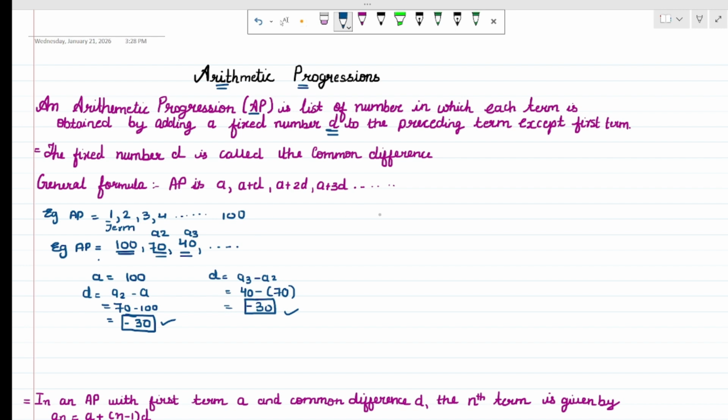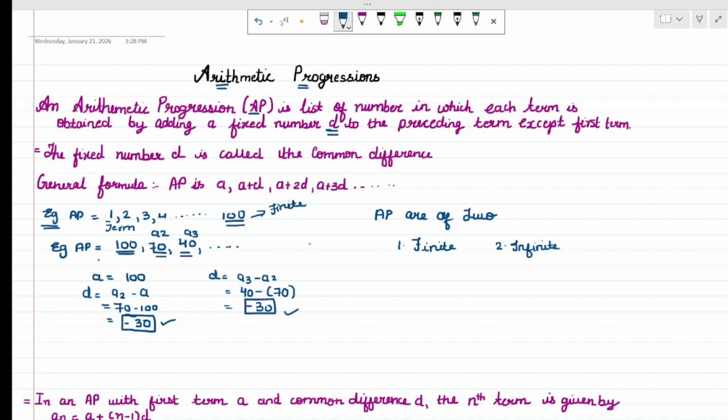Now, APs are of two types. The first one is finite AP and the second one is infinite AP. What is the difference? If I take example 1, where I have taken the numbers 1, 2, 3, 4 up to 100, the last number was already given to me. That means I know where to stop. So this is called a finite AP.